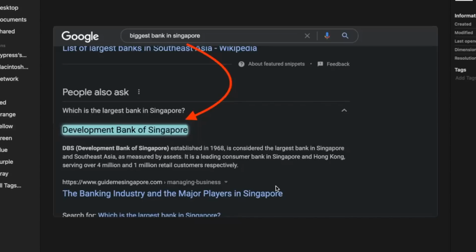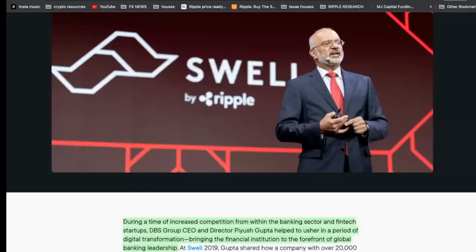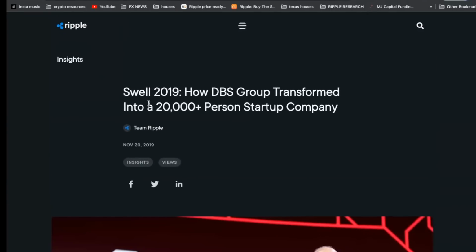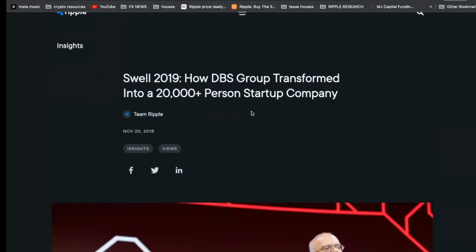Moving on, biggest bank in Singapore, DBS, Development Bank of Singapore. I want to take your attention back to the website, where they're not going to directly mention a partnership. You guys have to do the digging. So I want to take your attention back to Ripple's website. And we saw DBS, again, the biggest bank in Singapore. If we go to Ripple's website, it says, Swell 2019, DBS Group transformed into a 20,000 person startup company.